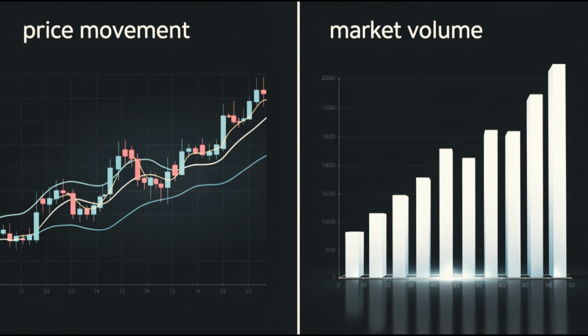Price tells us where the market is moving, but volume tells us how much power is behind that move. Simply put, volume is the total number of shares, contracts, or coins traded during a specific time frame. Think of it this way: price movement represents an agreement on value, but volume represents the intensity of that agreement.